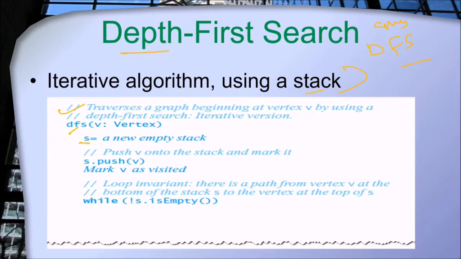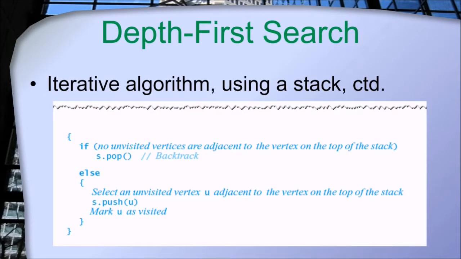We start with a new empty stack. Then we push V onto the stack and mark it as visited. S.push, and then we mark V as visited. And then there is a path from V at the bottom of the stack S to the vertex at the top of S. We do it while the stack is not empty, till the stack is empty.